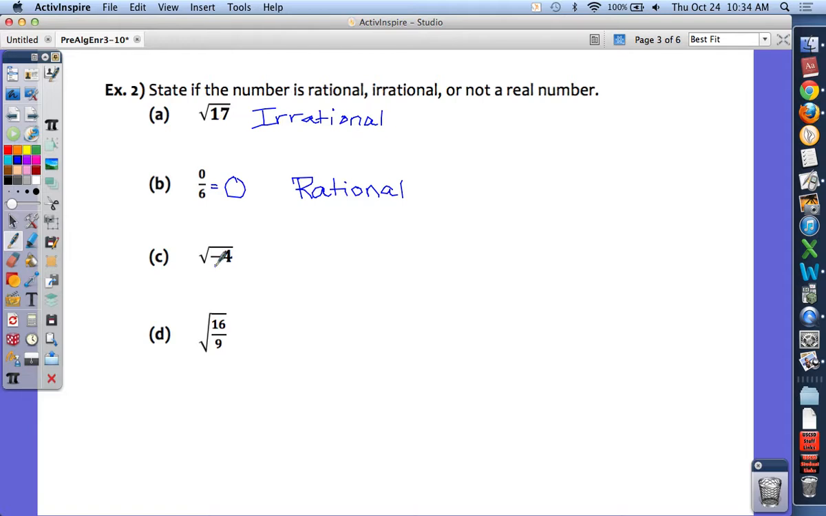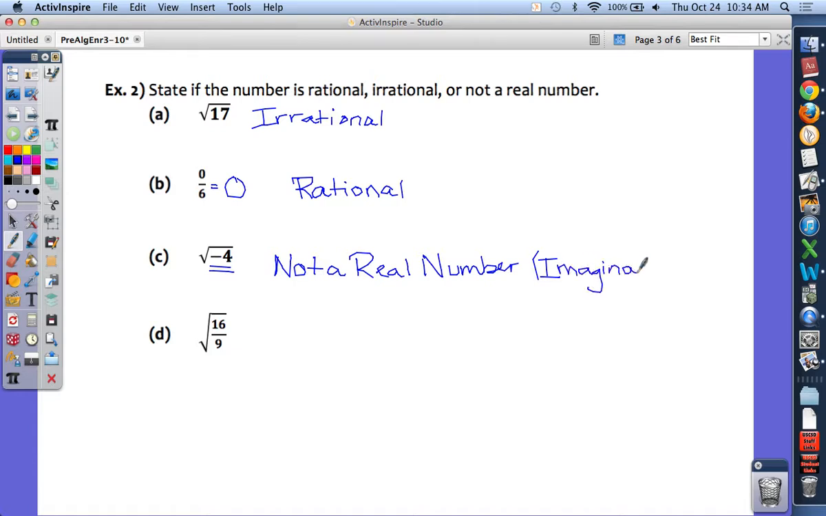The square root of -4, I hope you caught this. Can you take the square root of a negative number? No, you cannot, so this is not a real number. You could also write imaginary, okay? You don't have to, but you do need to know that it is not real.